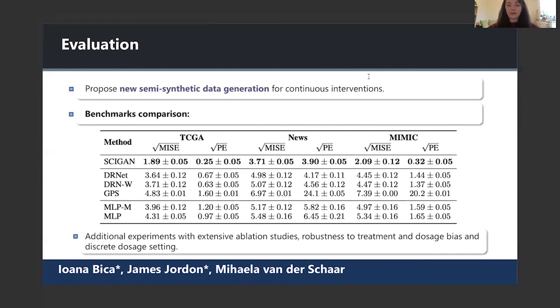We evaluate the benchmark models on 3 different data sets, TCGA, News, and MIMIC, and we use as evaluation metrics the mean integrated squared error, the dosage policy error, and the policy error. We also perform additional ablation studies and test the robustness of the methods to increased treatment and dosage selection bias. Overall, SCIGAN achieves improved performance over the evaluated benchmark models across all of the different data sets.